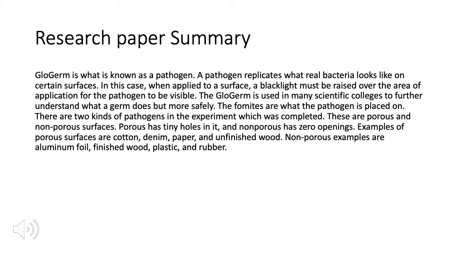There are two kinds of fomites in this experiment, which was completed. These are porous and non-porous surfaces. Porous has tiny holes in it, coming from the word pores, and non-porous has zero openings. Examples of porous surfaces are cotton, denim, paper, and unfinished wood. Non-porous examples are aluminum foil, finished wood, plastics, and rubber.